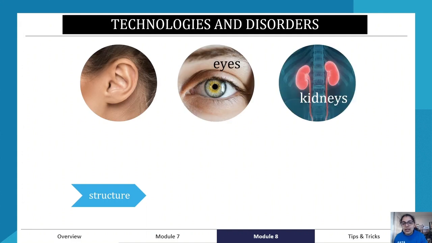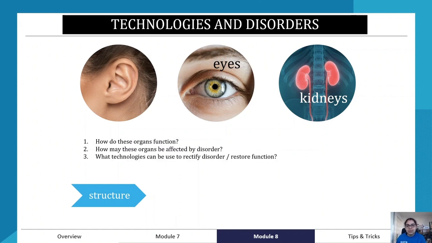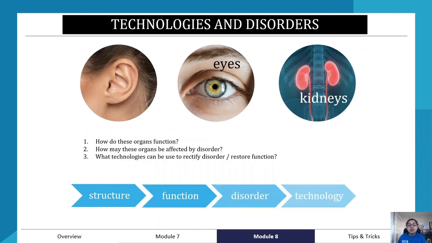So today we're going to look at the eyes and the ears specifically, but the syllabus also mentioned kidneys. Just because of time limitations, we'll focus on the eyes and ears today. But if you have any questions regarding the kidneys, feel free to ask in the chat. So we are looking at how these organs function, how they can be affected by a disorder, and what technologies we are actually using to rectify and restore their function. So we've got structure, function, disorder, and technology.